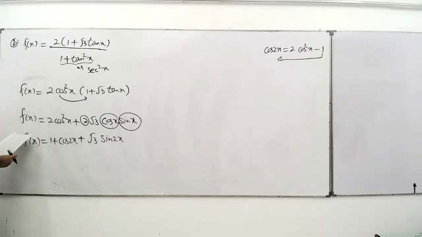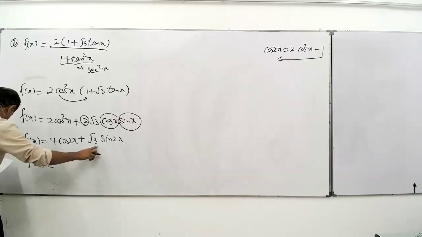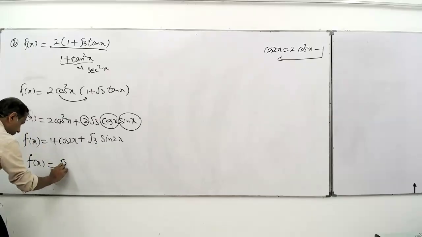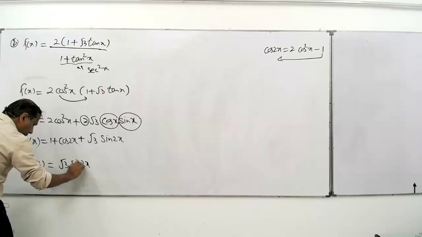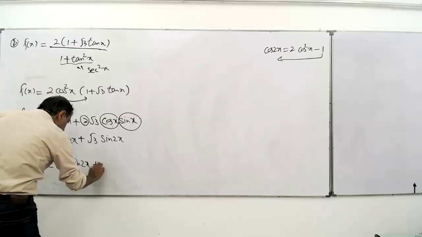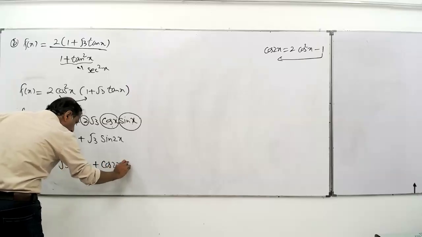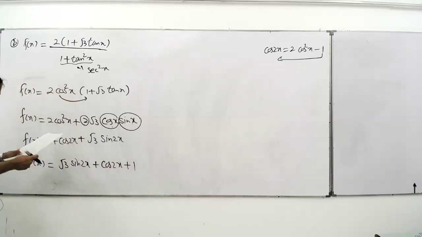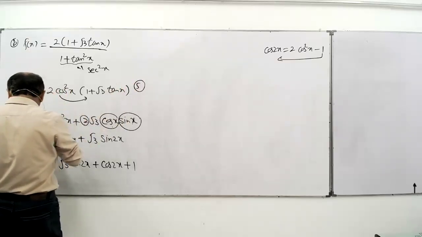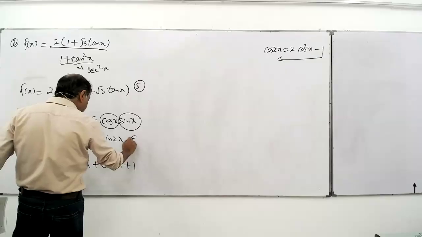Right. So now we have f(x) is what? Root 3 sin 2x and cos 2x and plus 1. Right. So this one you get 5 marks. Write this one as 5 marks.